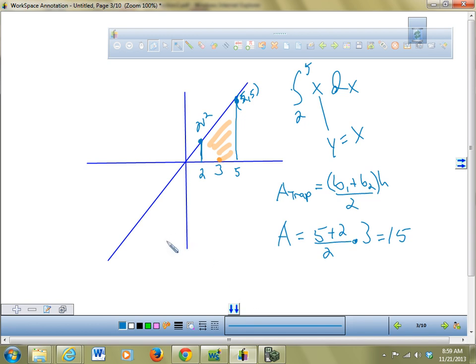Okay. The other thing, what if I integrated this from negative 1 up to 5? What's going to be true about this area here? So you would have to find the area of this negative triangle, and then you would have to find the area of this triangle, and then add those two areas together, where this one is negative and this one is positive.